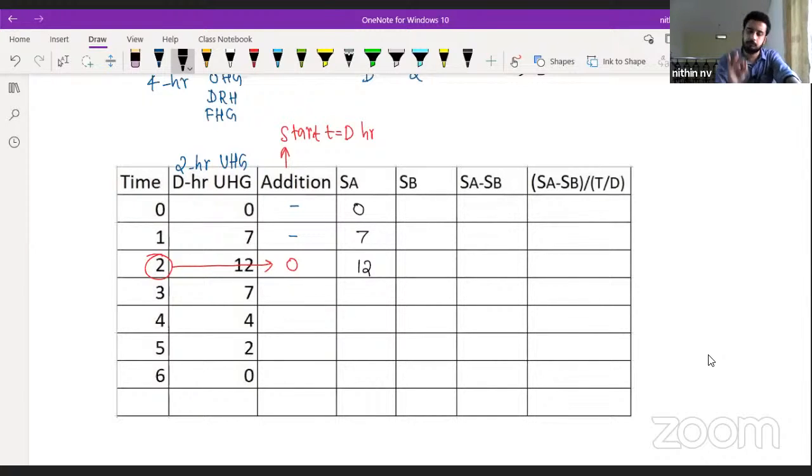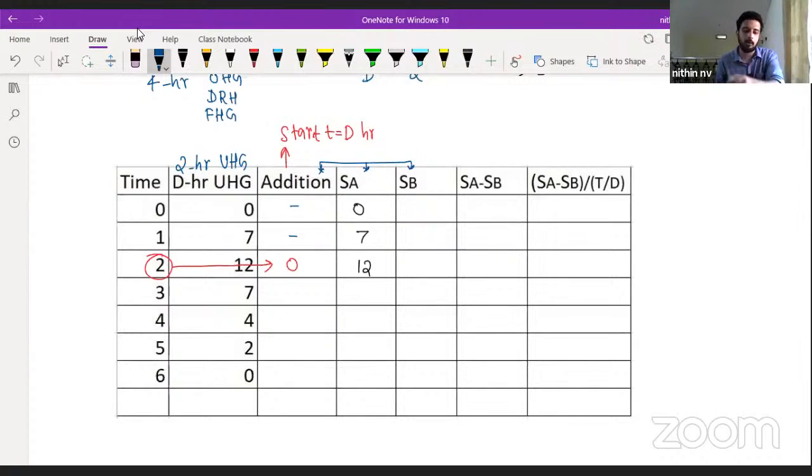As of now, simply take it as SA. That is it. S stands for summation curve, we are adding it. Now remember, your addition column, SA column and SB column, all these three columns will be the same. The same elements will be there in all these three columns. The only thing is they will change their location. That's all. Now we got 0, 7 and 12.